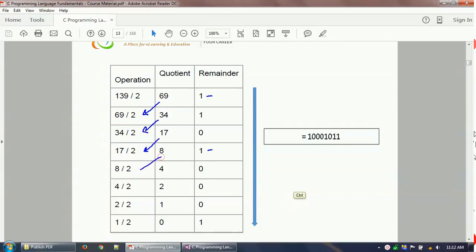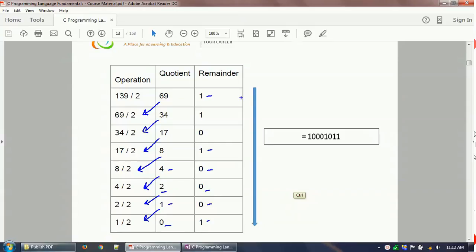Then we put 8 again in our next step. We are repeating the same step, but only the quotient comes into our operation in the next step. Remember that. So we get 4 as a quotient and 0 as a remainder. Then 4 comes to the next step, and we get 2 as a quotient and 0 as a remainder. Then 2 divided by 2, we get 1 as a quotient and 0 as a remainder. Then 1 divided by 2, the quotient is 0 and the remainder is 1. Here we stop because we got a quotient which is 0.